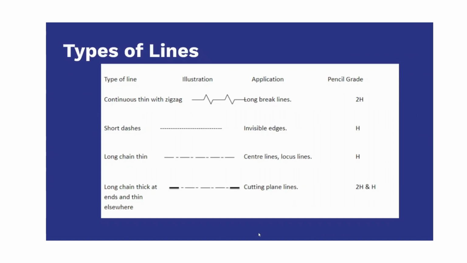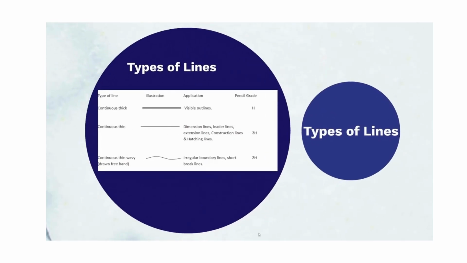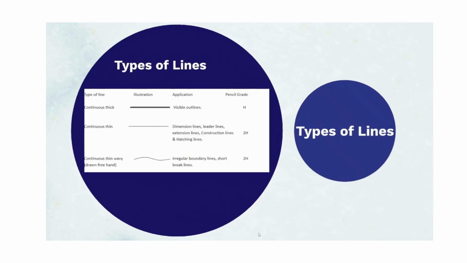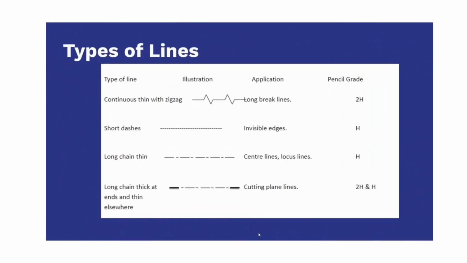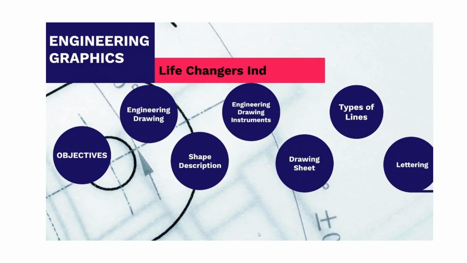So guys, I think you got some idea about the types of lines. Today we have seen a total of 8 lines: continuous thick line, continuous thin line, continuous thin wavy line, continuous thin zigzag, continuous short dashes, long chain thin, and long chain thick at the end and thin elsewhere. These lines you should keep in your mind. This is a major thing when we are drawing. So keep some notes for future use.